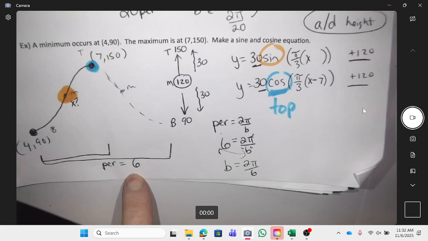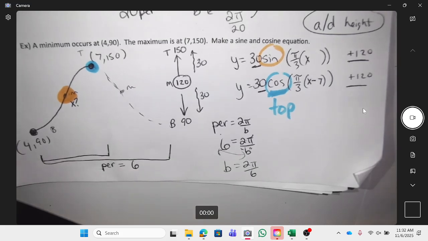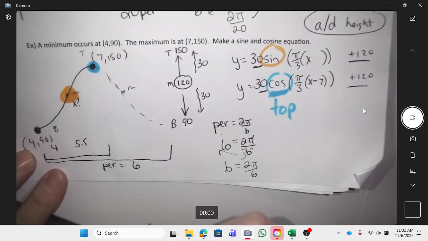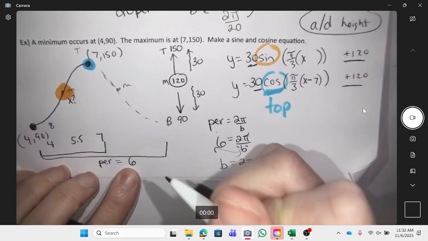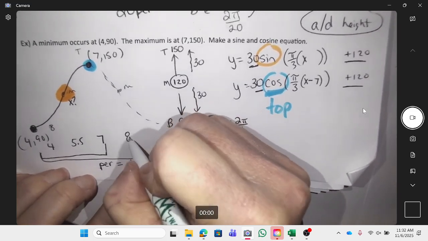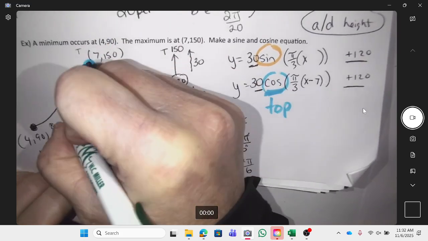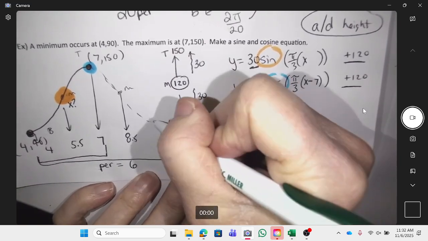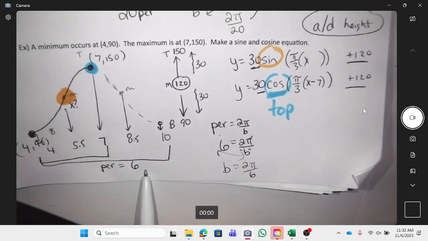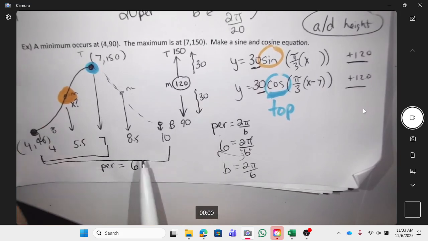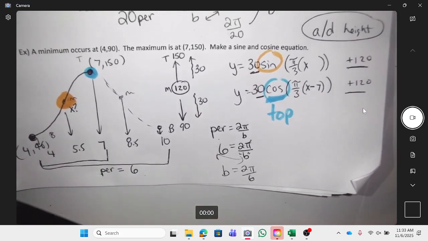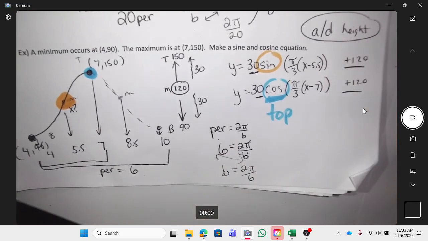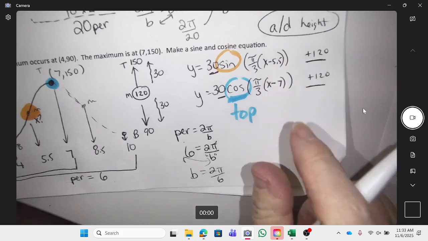If you divide 6 into 4 chunks, you're moving 1 1/2, 1 1/2, 1 1/2. So 4, 1.5 later, you're at 5.5. 1.5 later, you're at 7. This one would line up with 8.5. Okay? And then 10. So do you see the period covers 6? It goes from 4 to 10, 1.5, 1.5, 1.5, 1.5, or what's between 4 and 7? So subtract 5.5.